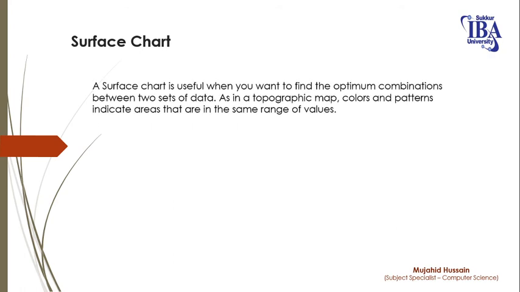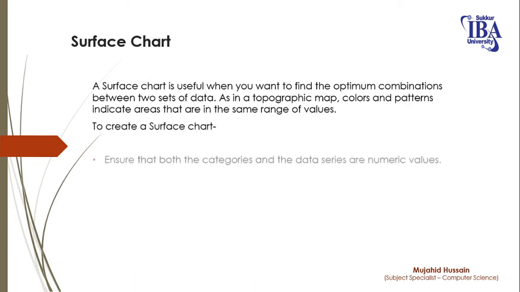Then surface chart. A surface chart is useful when you want to find the optimum combination between two sets of data. Meaning if you have two sets of data and you want to see the optimum level in both sets of data, then the surface chart is very useful. As in a topographic map, if you have seen or are using a topographic map, you will find different colors and different patterns indicating areas and ranges of values.